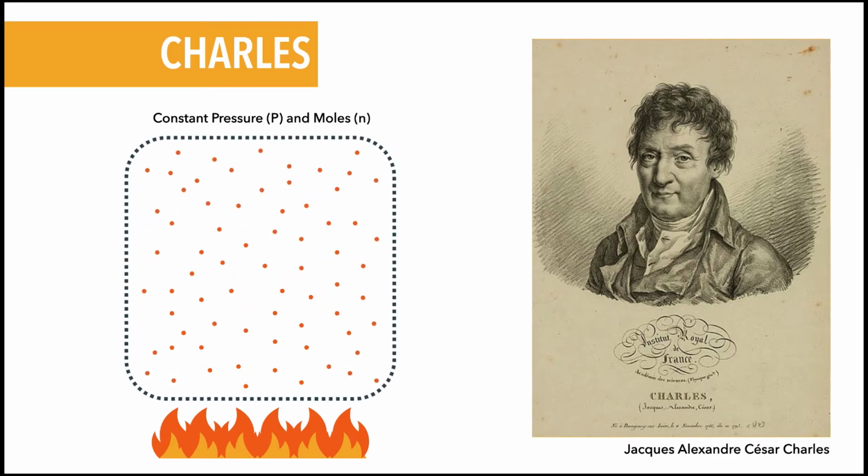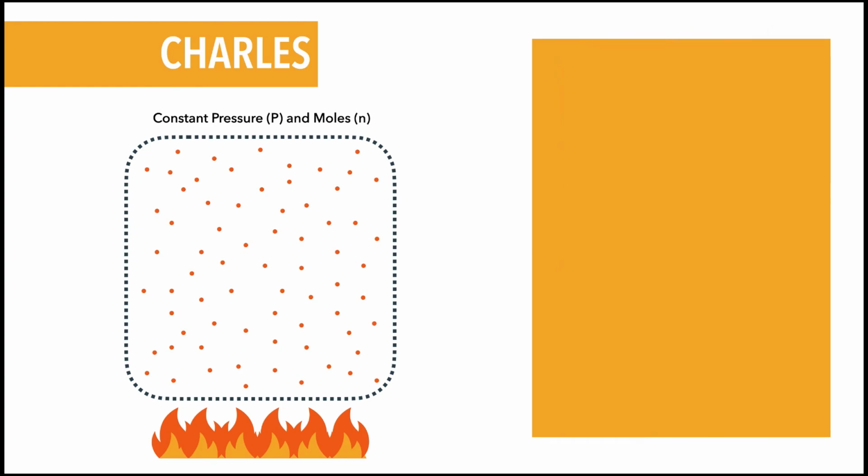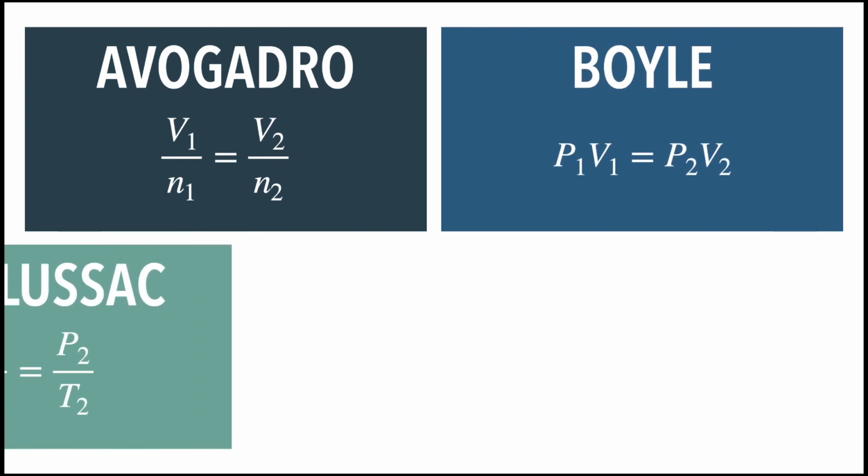However, if we want to keep that pressure constant, then the volume must increase so that the increase in collisions does not result in an increase in pressure, because now there's more surface area for the collisions to occur. This means that as the temperature increases, the volume increases, or a direct relationship, which you can probably guess the equation for. Remember that this is only true if the pressure and the number of moles are kept constant. Don't forget that you must ensure that the temperature used in the calculation is in Kelvin for the relationship to remain true. Now you know the four big gas laws: Avogadro, Boyle, Gay-Lussac, and Charles.